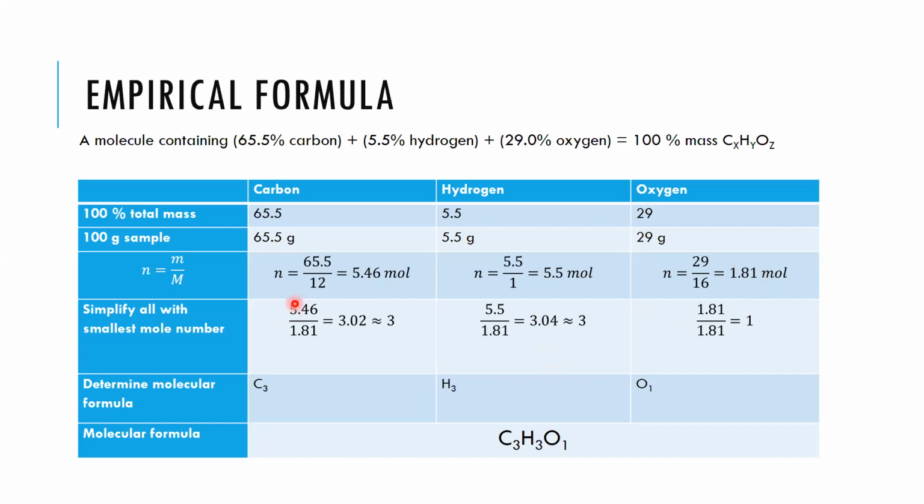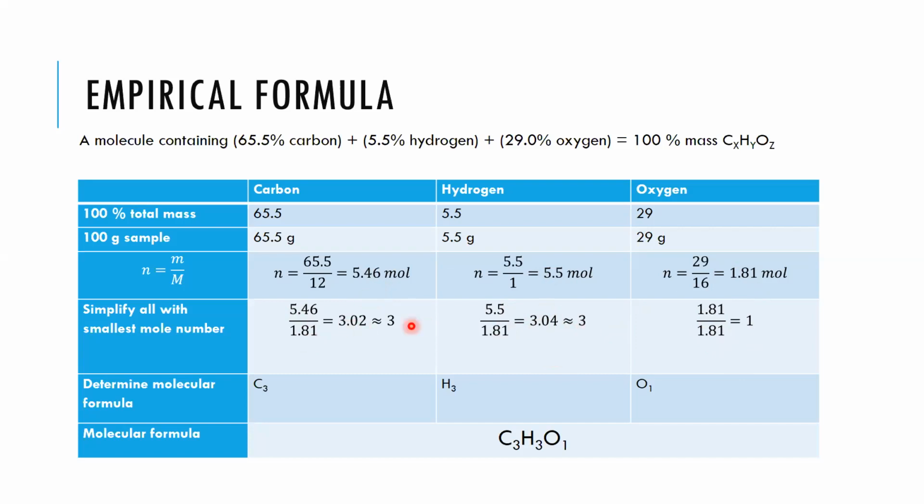I take these mole numbers and divide each one by the smallest one, 1.81. So 5.46 divided by 1.81, 5.5 divided by 1.81, and 1.81 divided by 1.81, and that gives us 1, and this one gives us 3.04. If it is very close to 3, we just round it to 3.